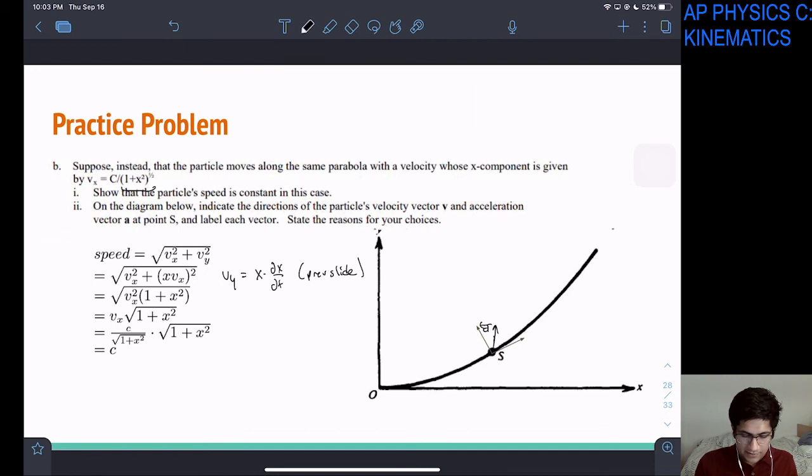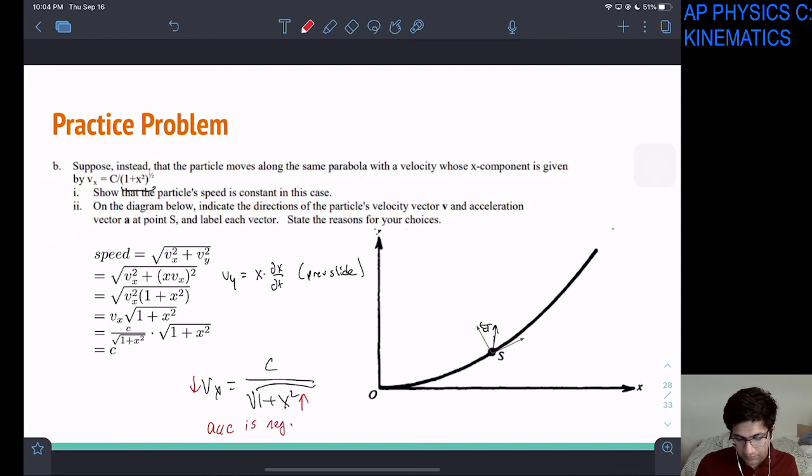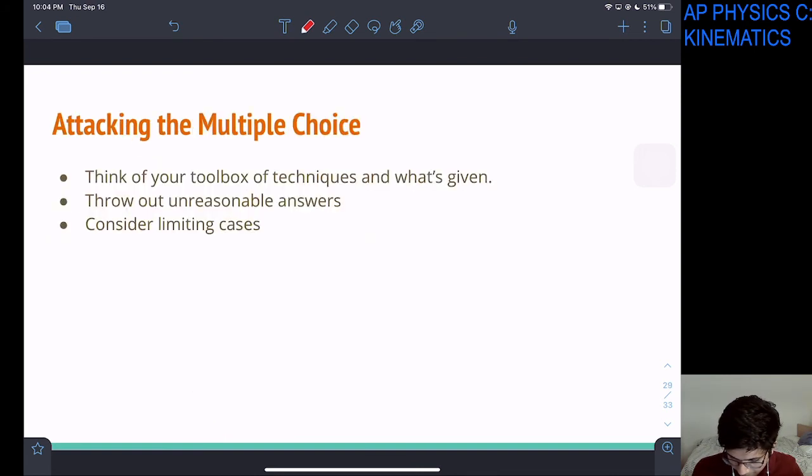So as I'll write that down, vx equals c divided by the square root of 1 plus x squared, right? As our x gets bigger and bigger, our vx is going to get smaller and smaller, so our acceleration is negative. Remember, negative acceleration just means you're slowing down. All right, so this is the promise that I was saying at the beginning.